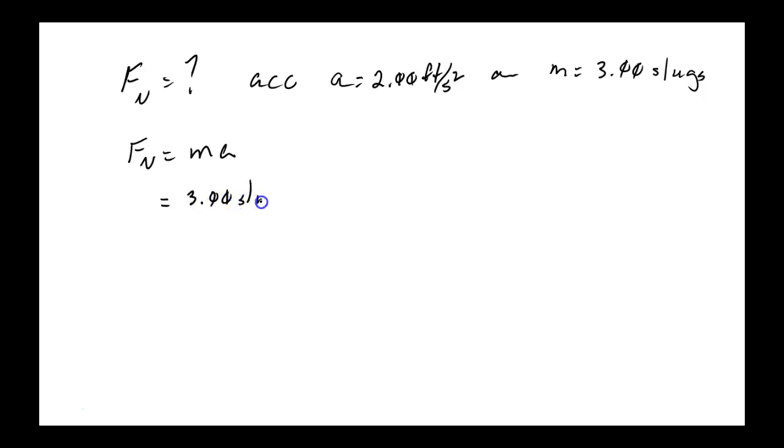3.00, good old slugs, you don't even have an abbreviation for it, times an acceleration of 2.00 feet per second squared, and those multiply to be 6.00, need 3 significant digits. And what's a slug foot per second squared? What do we measure force in U.S. customary? Pounds. Force, weight, pounds. Your weight is your force due to gravity pulling you downward.